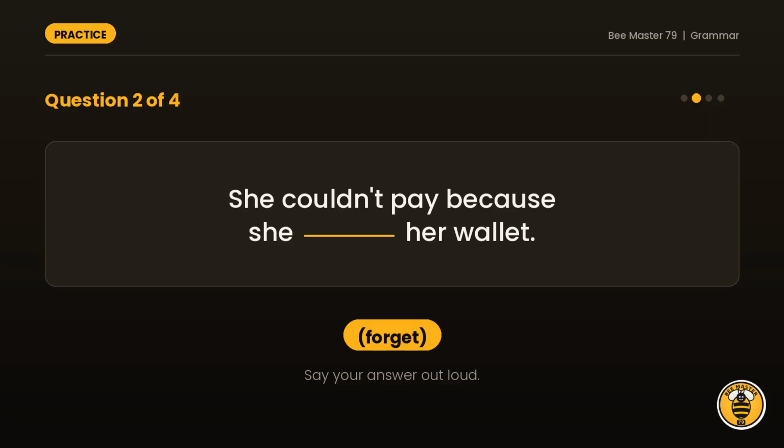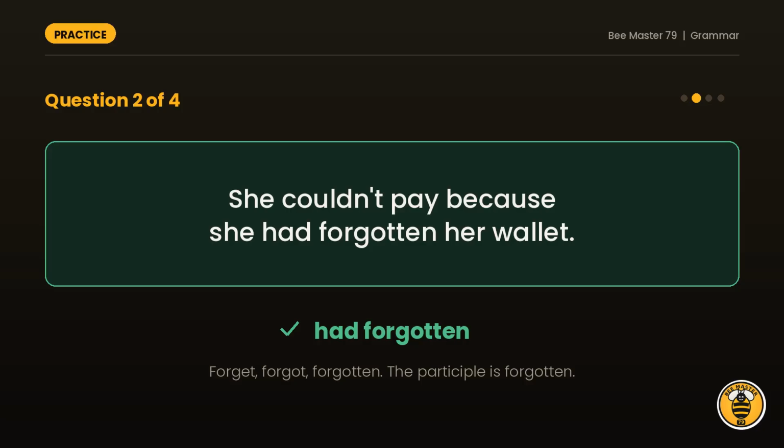Question 2. She couldn't pay because she blank her wallet. Forget. The answer is had forgotten. She couldn't pay because she had forgotten her wallet. Forget, forgot, forgotten, not had forgot.